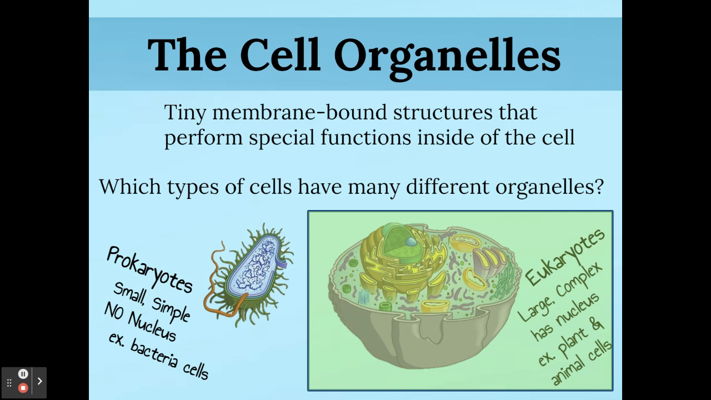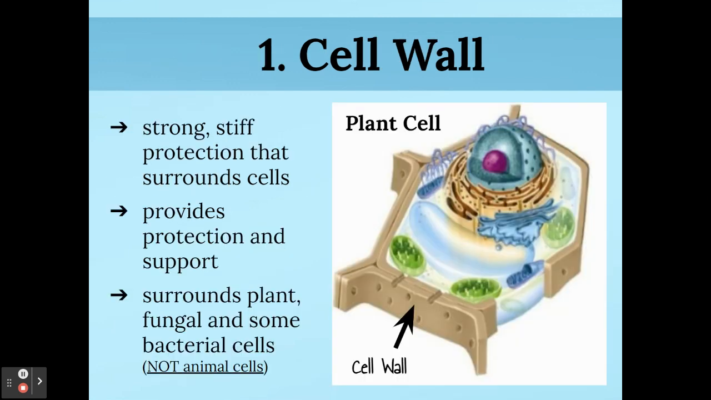The eukaryotes, however, they're very large and complex. They have a nucleus, the center part where the DNA is kept safe. And plant and animal cells would be examples of this type of cell. So your cells are eukaryotic cells. They're complex. There's a lot going on in there, which makes sense because there's a lot going on in your body. You need a lot of cell parts to make things happen.